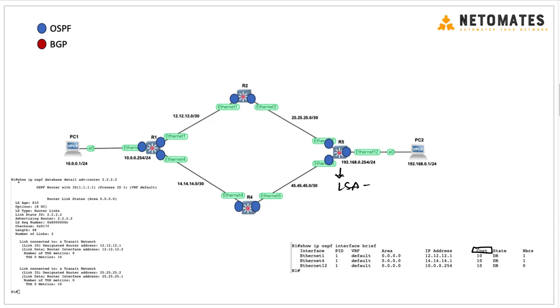This is the advertisement received from 2.2.2.2. In this case 2.2.2.2 advertised two networks. One is the 12 network, and another link is the 25 network. If you see, the cost is included in the LSA. Let's see the routing table in this case.